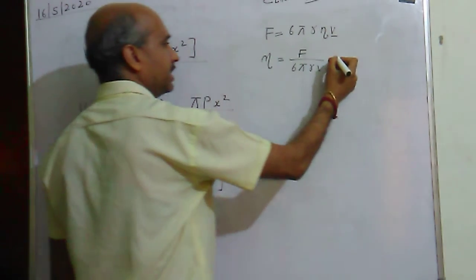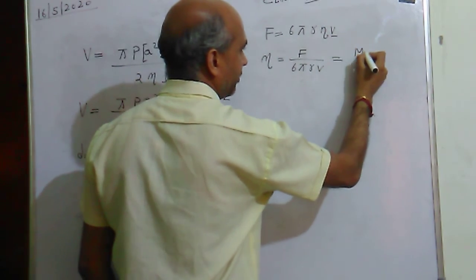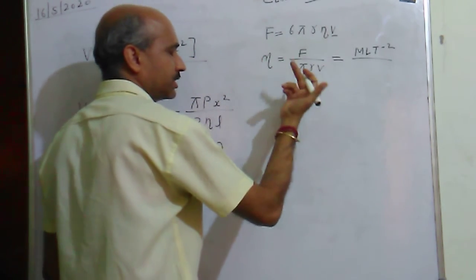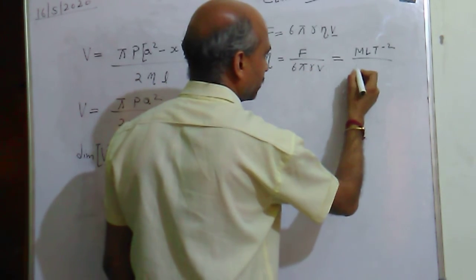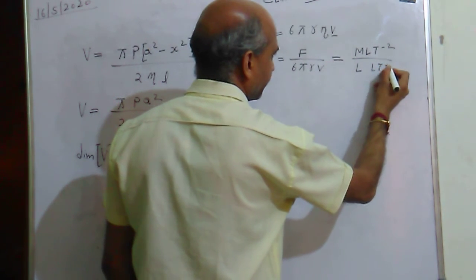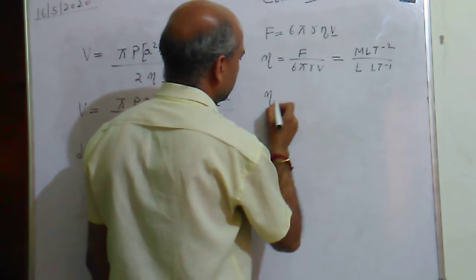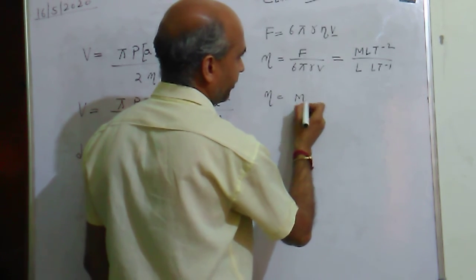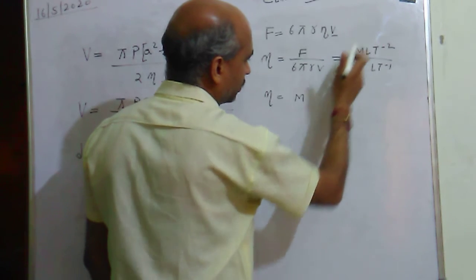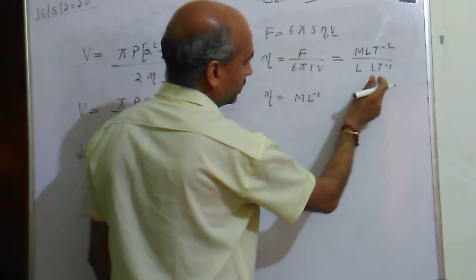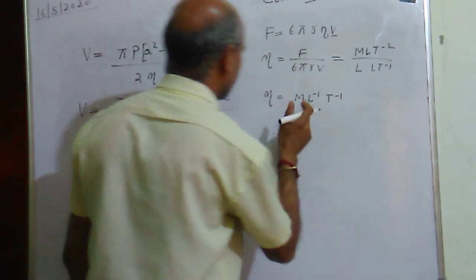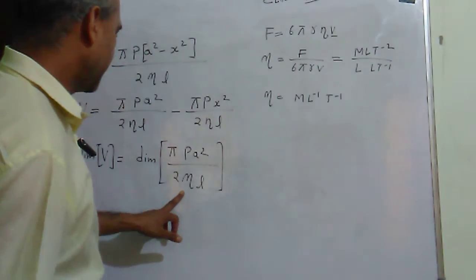The dimension of F will be M L T minus 2. The constants don't have any dimension. The dimension of r will be L only. The dimension of v will be L T minus 1. Solving it, we get M, L to the power 2 goes up, so L minus 1, and T minus 1. So this is the dimension of eta: M L minus 1 T minus 1.